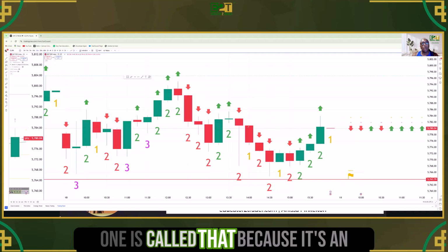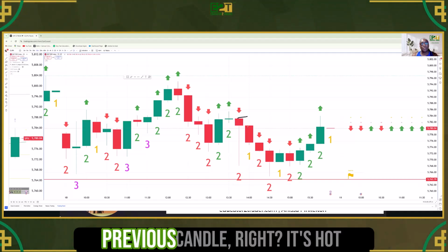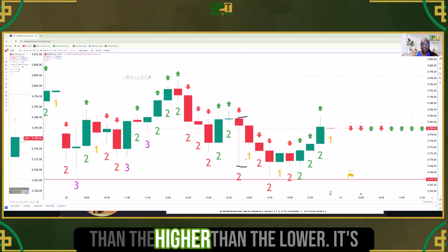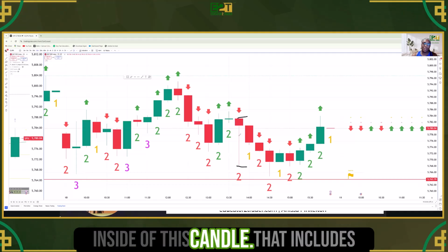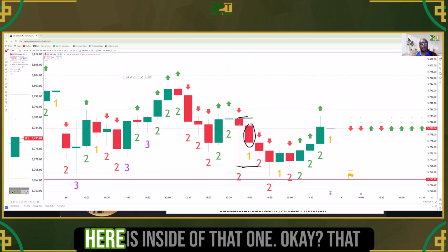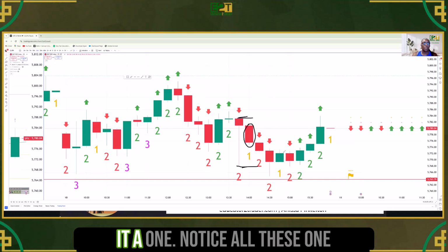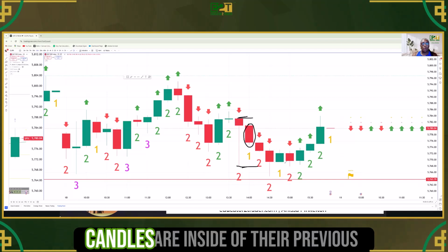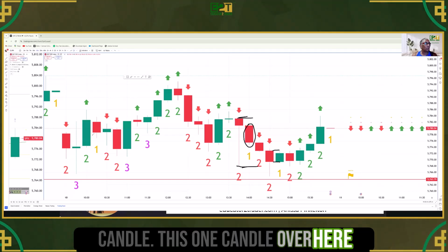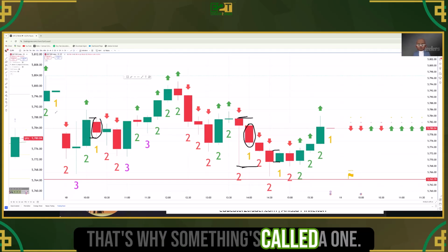So a 1 is called that because it's an inside candle. It is inside the previous candle, right? It's lower than the high, higher than the low. It's inside of this candle. That includes wick. It includes price action. This candle here is inside of that one. Okay, that makes it a 1. Notice all these 1 candles are inside of their previous candles. This 1 candle over here, inside of the previous candle. That's why something's called a 1.